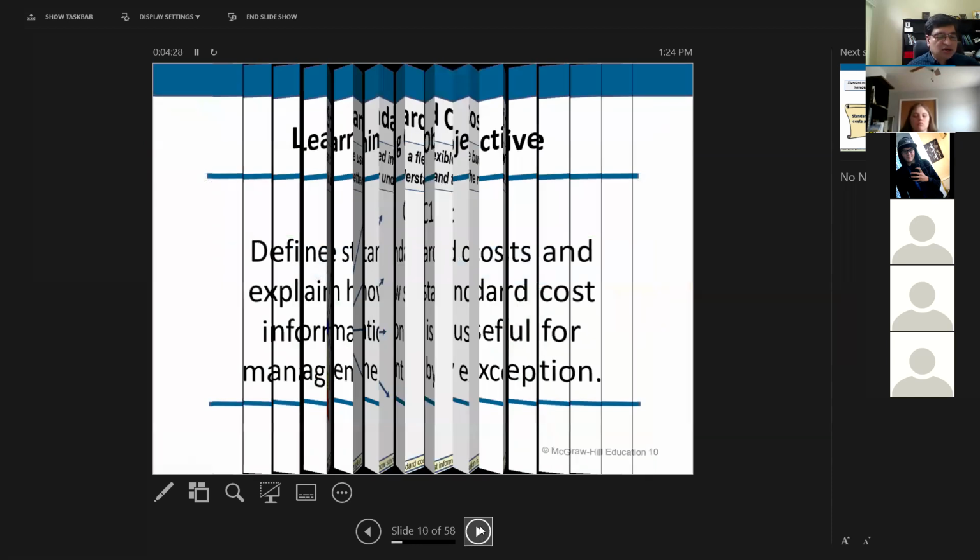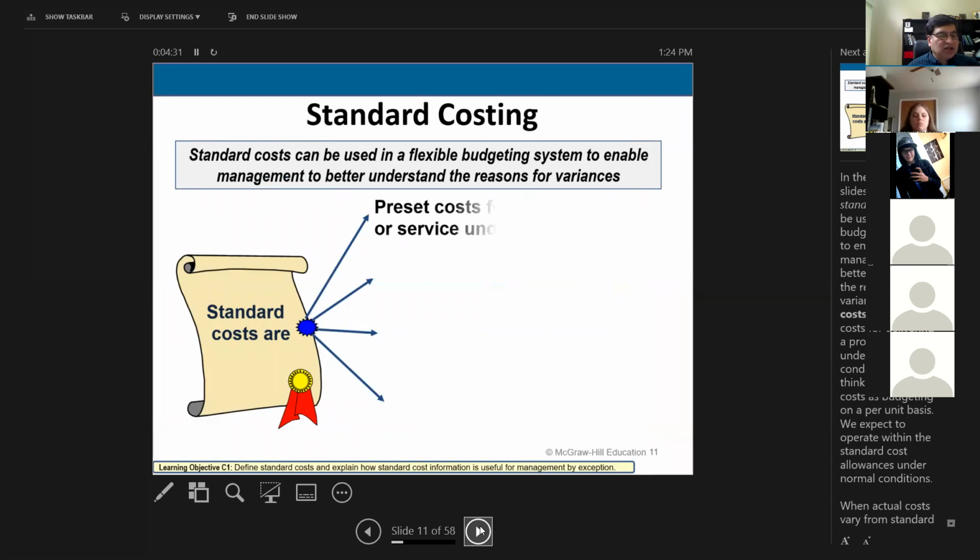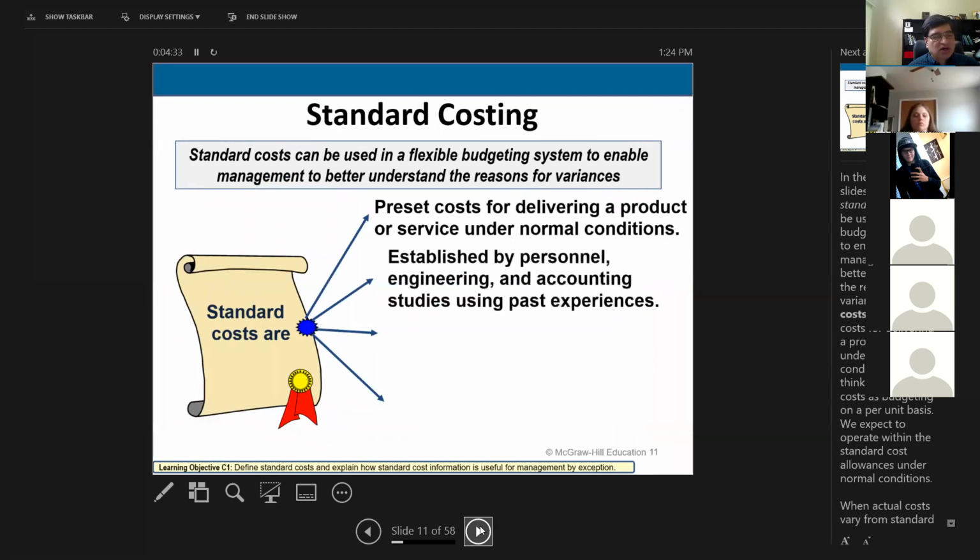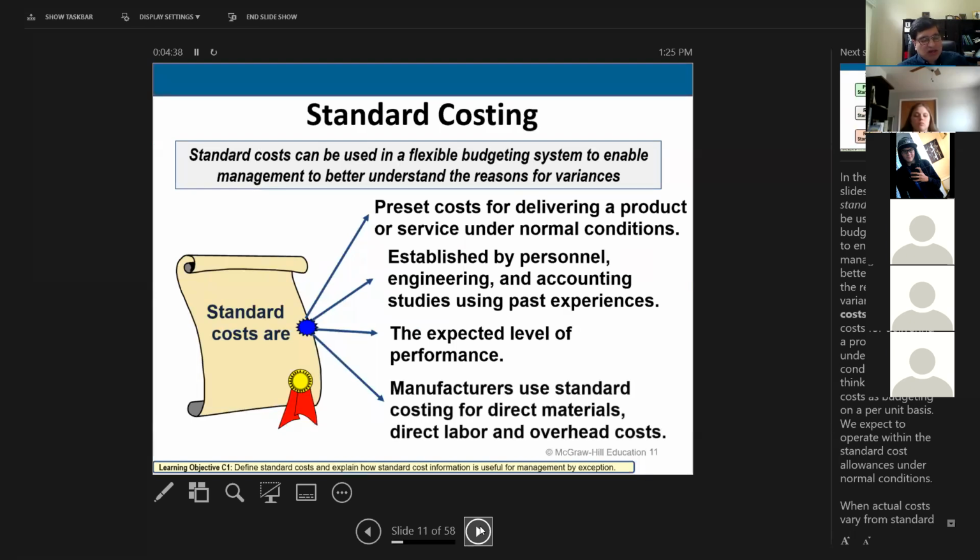Now, how do you define standard cost? Basically, the standard cost is a preset cost for delivering a product. And they are basically established due to past experiences or any engineering studies that you are doing. We generally have a standard for material that will be used and for labor and overhead cost. Overhead cost could be both variable and fixed.